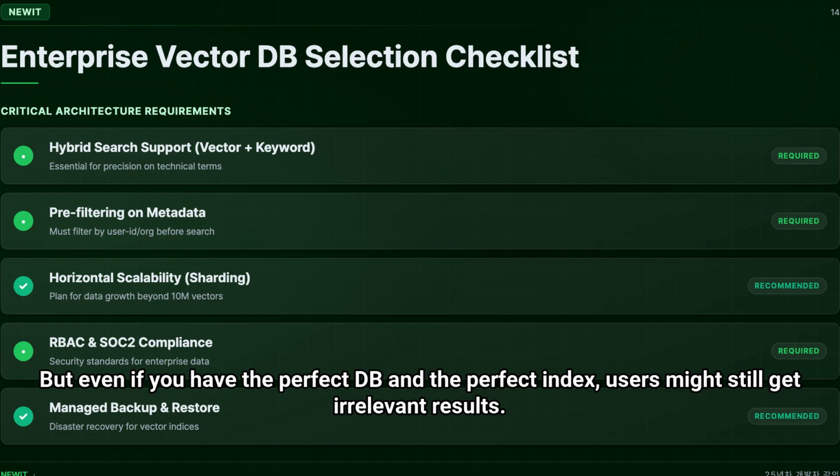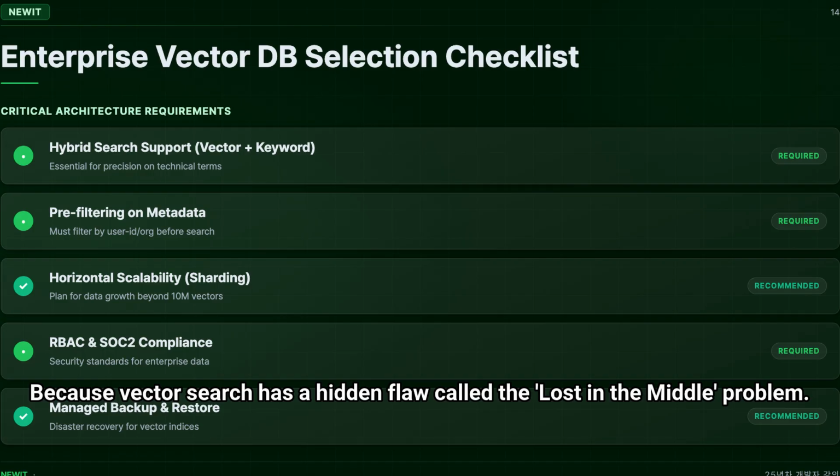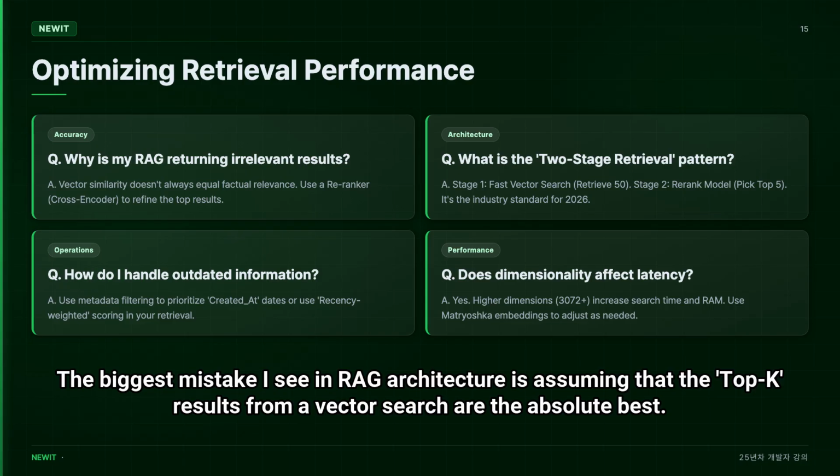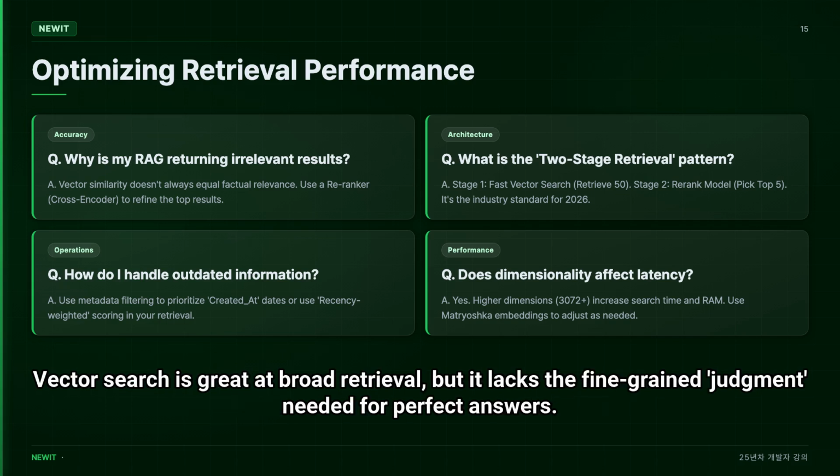But even if you have the perfect DB and the perfect index, users might still get irrelevant results. Why? Because vector search has a hidden flaw called the lost in the middle problem. Let's see how the experts solve this with re-ranking. The biggest mistake I see in RAG architecture is assuming that the top 10 results from a vector search are the absolute best. Vector search is great at broad retrieval, but it lacks the fine-grained judgment needed for perfect answers.